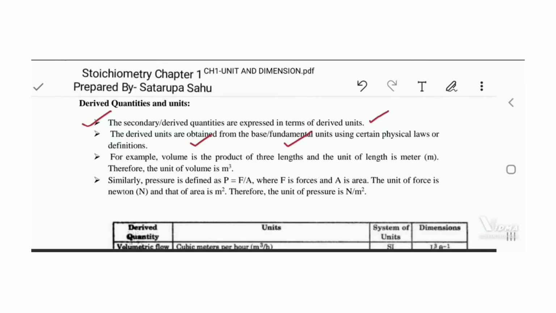For example, volume is the product of three lengths. Now the unit of length is meter, so the unit of volume will be meter cube. Similarly, pressure is expressed as force per unit area. The unit of force is Newton and the unit of area is meter square. So the unit of pressure will be Newton per meter square.